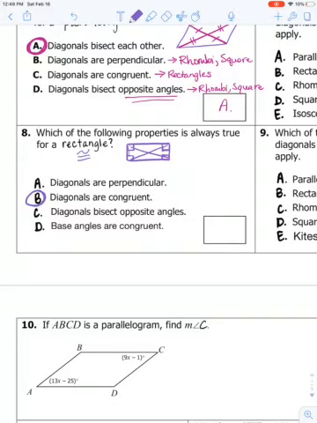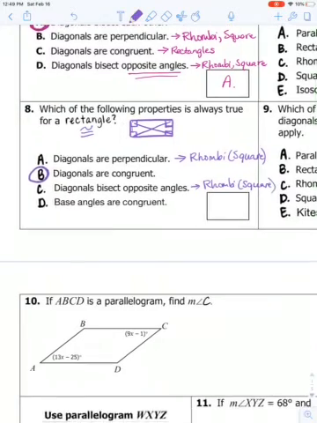Let's go through the others just to make sure you understand why those are not correct. Diagonals are perpendicular is for rhombi again, and therefore squares. That's not true for rectangles. Same thing for bisect opposite angles. That's for rhombi and squares, not rectangles. Now, this last one was a little weird.